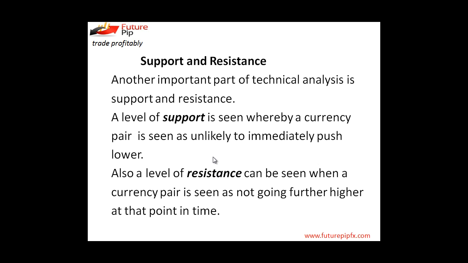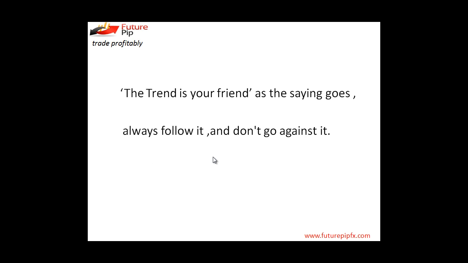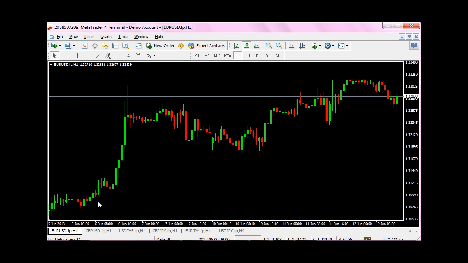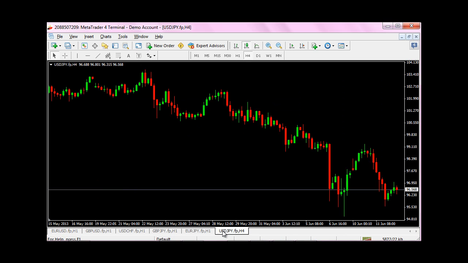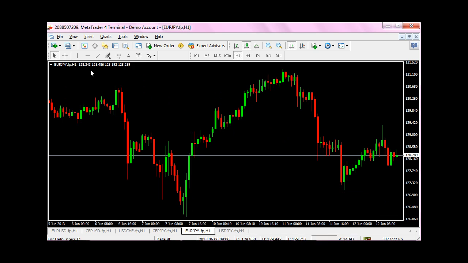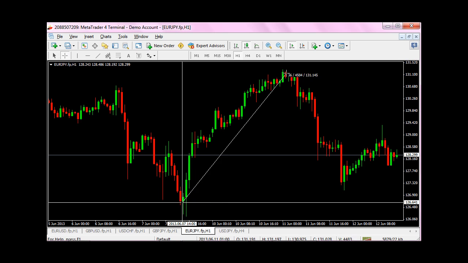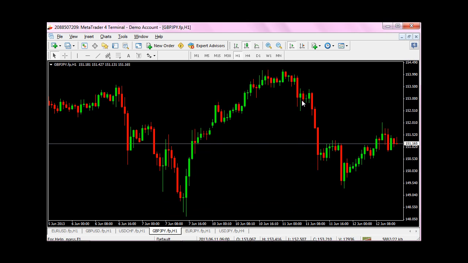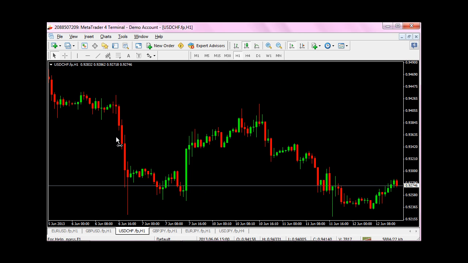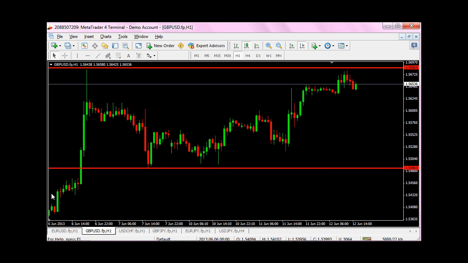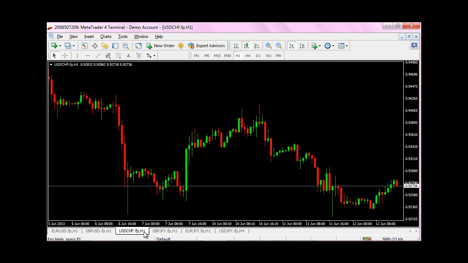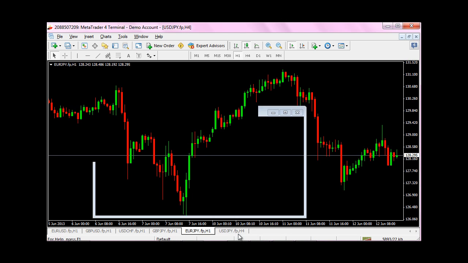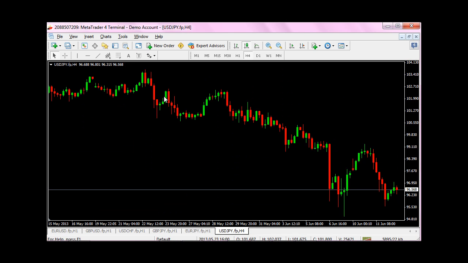Now I want to look at support and resistance. Let me take you to the platform, and then you see there's the uptrend, and there's a downtrend. The market goes up from here to here. Here to here is an uptrend, and so on and so forth. So that's the trending. That's the forex market, the trending.